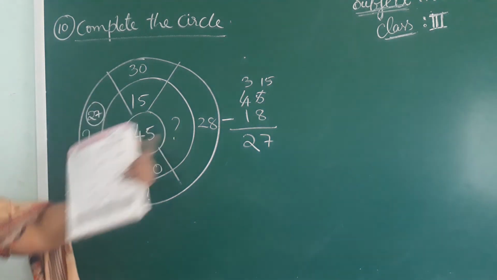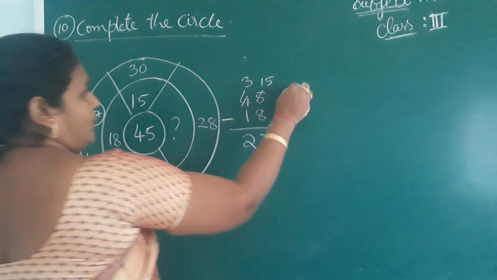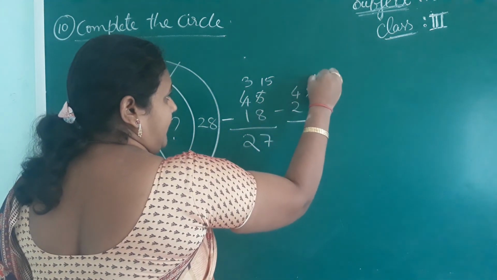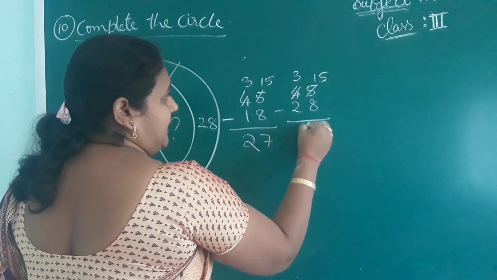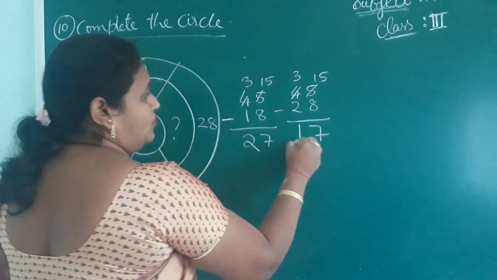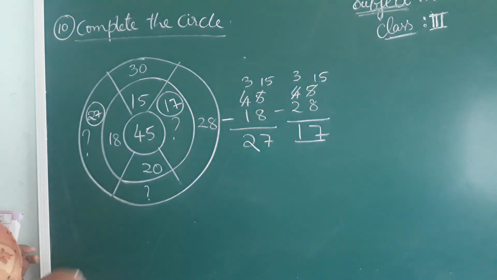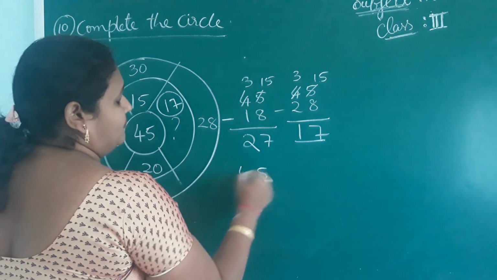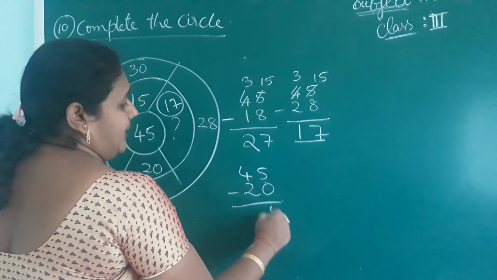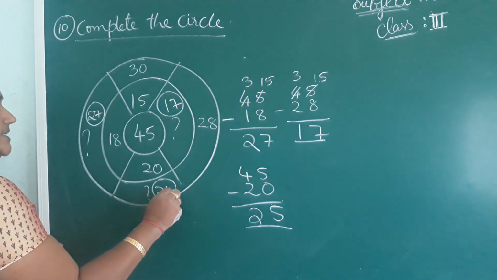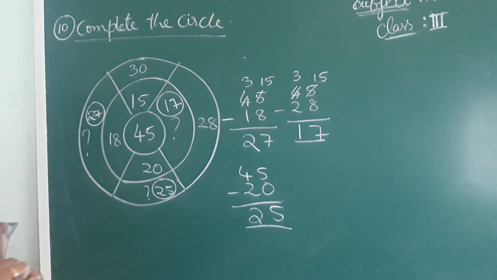Okay, go to that side. 28. Subtract 45 minus 28. 15, now it is 3. 15 minus 8, 7. 3 minus 2, 1. 17. Fill that with 17. At last one left. 20 here. You have to get 45. 45 minus 20, 25. So the answer is 25.